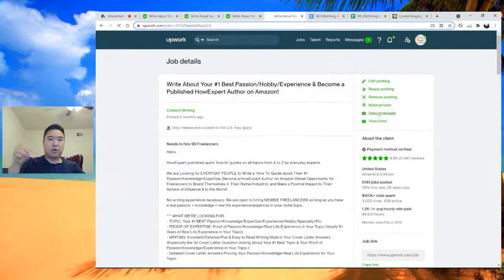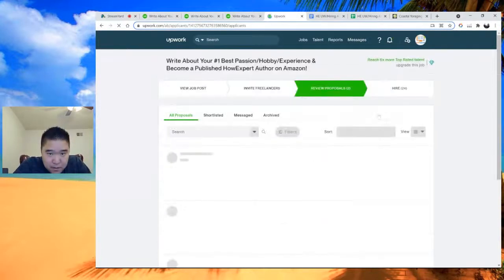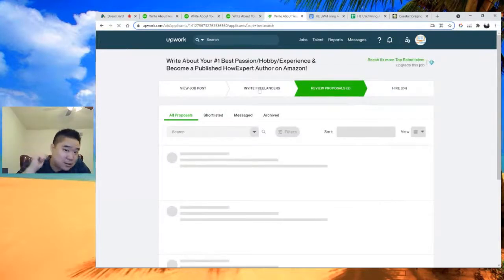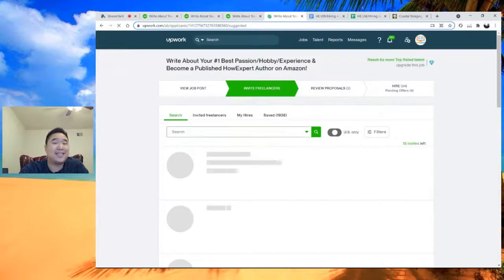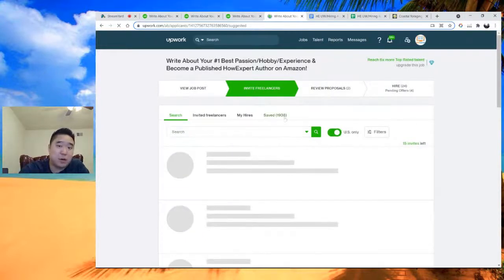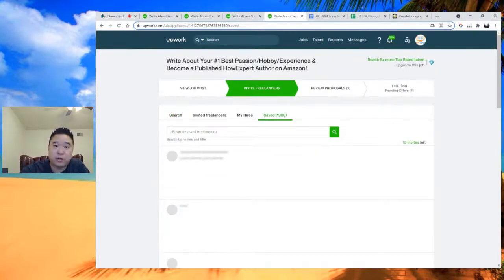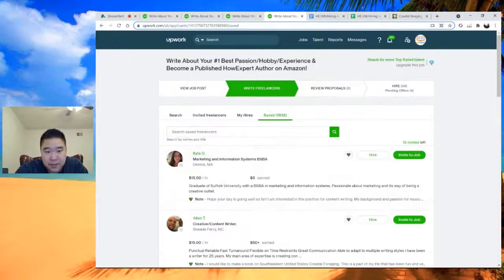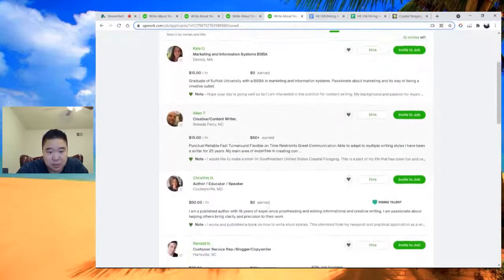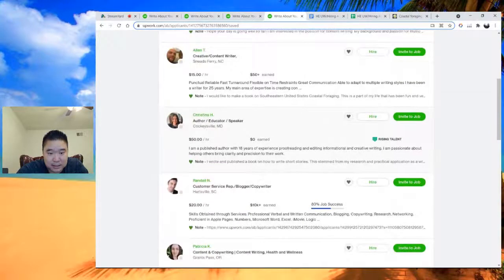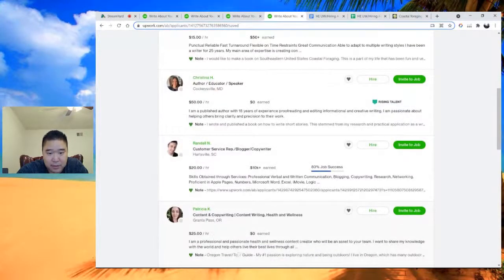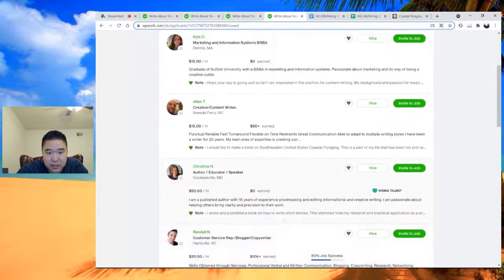Then we go to view proposals. Then we go to invite freelancers. Then we go to saved, where we save these people that we shortlisted and hearted. Then they're listed here, the people we potentially want to hire. We just looked at them, listed here, and we have their cover letter answers here.